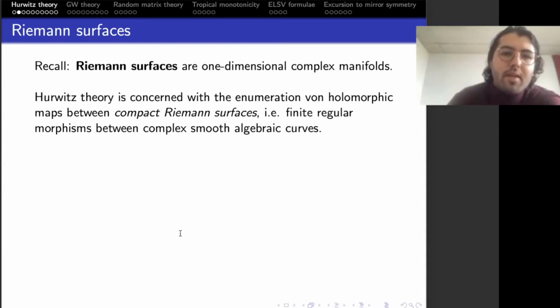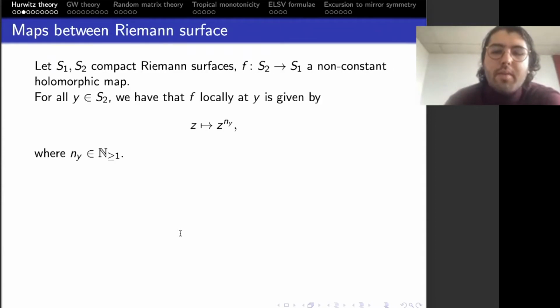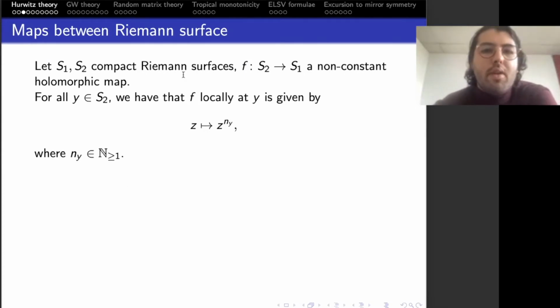Okay, so let's take such a holomorphic map between compact Riemann surfaces. Let S1 and S2 be compact Riemann surfaces, and f from S2 to S1 be a non-constant holomorphic map. The constant maps are, of course, boring, so we look at the non-constant maps. One of the very nice properties of these maps is that they have a very interesting local structure. Namely, for all y in S2, so we take a point in the source curve.